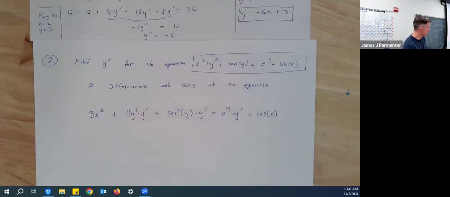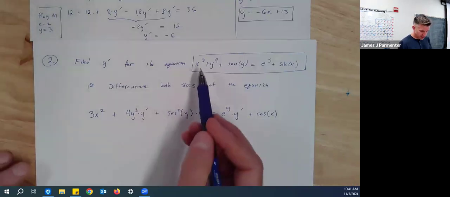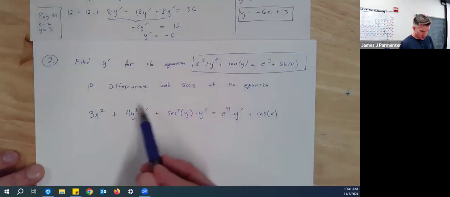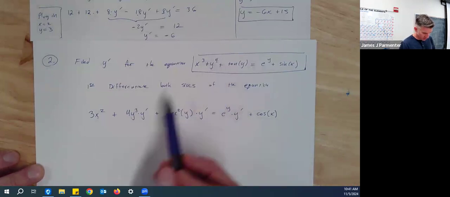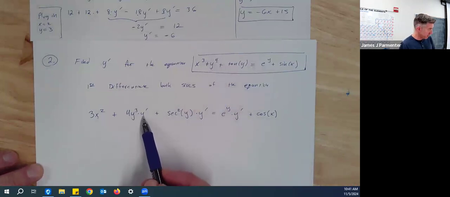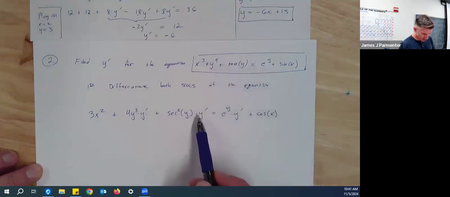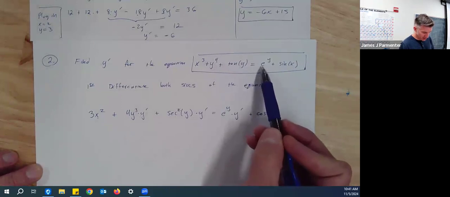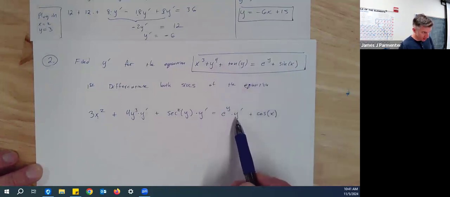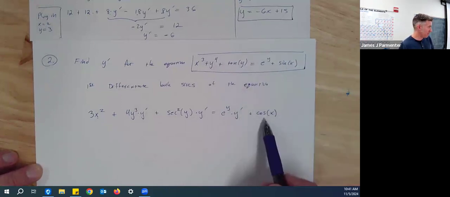Differentiate both sides. We should get the derivative of x cubed is 3x squared. The derivative of some stuff to the fourth is 4 times my stuff cubed times the derivative of my stuff. The derivative of tangent of some stuff is secant squared of the stuff times the derivative of the stuff. The derivative of e to the stuff is e to the stuff times the derivative of the stuff. And the derivative of sine of x is cosine of x.